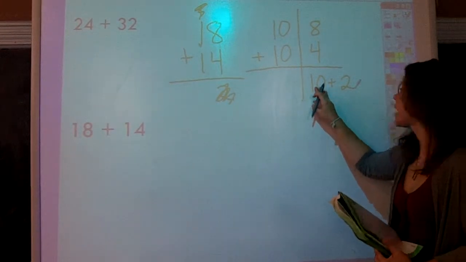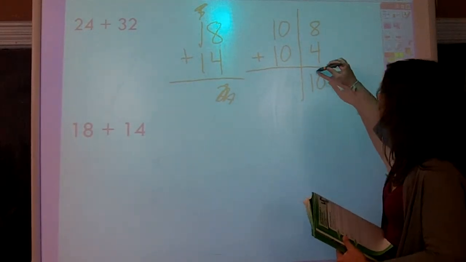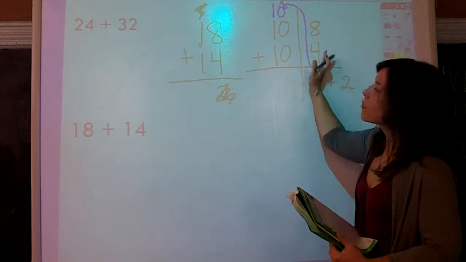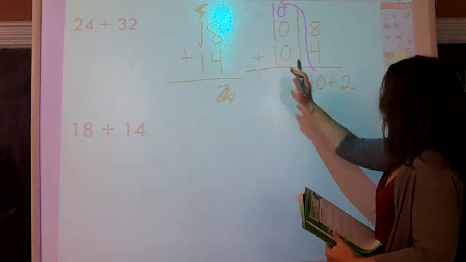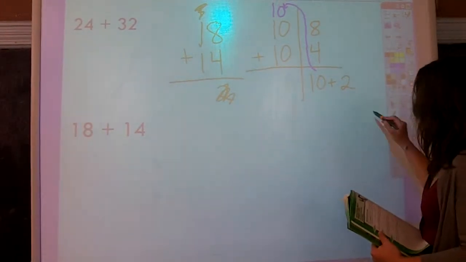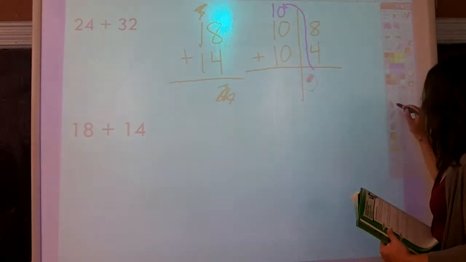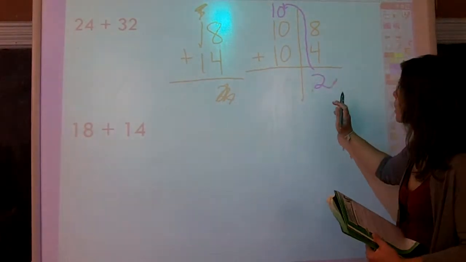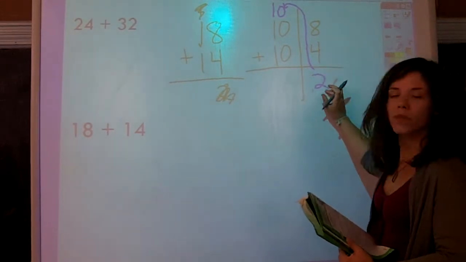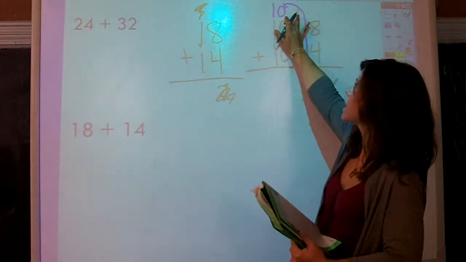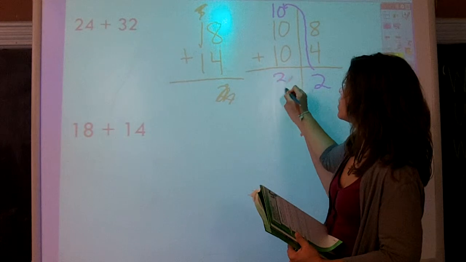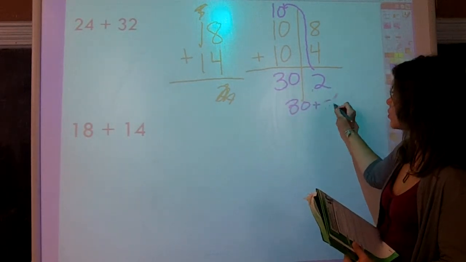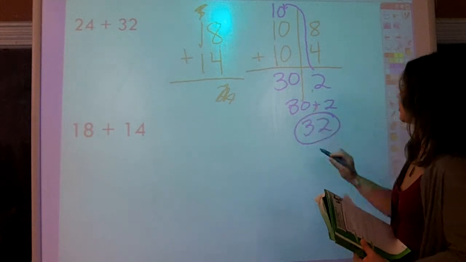We can't keep our 10. This needs to travel up here and join the other 10's. So what I end up with is 8 and 4 becomes 12. 2 plus 10, 10, 10, and 10 is 30. If I combine my answer, 30 plus 2 gives me 32.